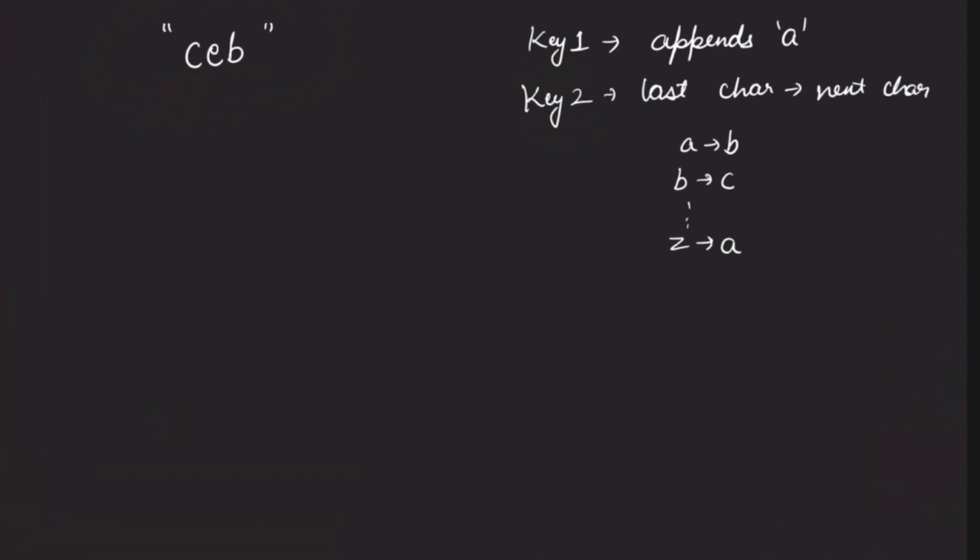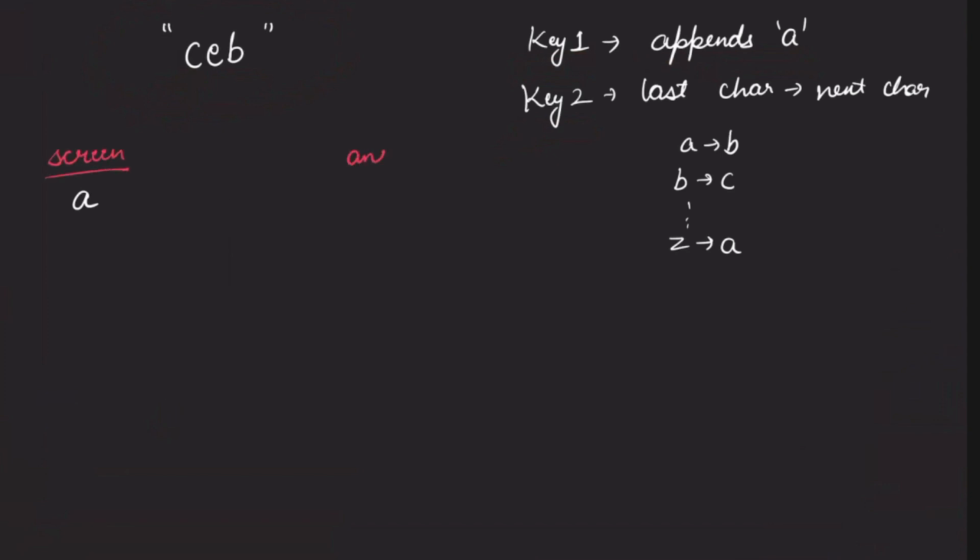So basically what will happen here is that first of all, she wants to type the string C. Right. Now initially there is an empty string on the screen. So she will always have to append A, right? Because key 2 only changes a particular character. But initially we do not have any character. So we will always press key 1, right? Which will append A. So initially there was an empty string. Now when we have pressed key 1, the current string on the screen becomes A, right?